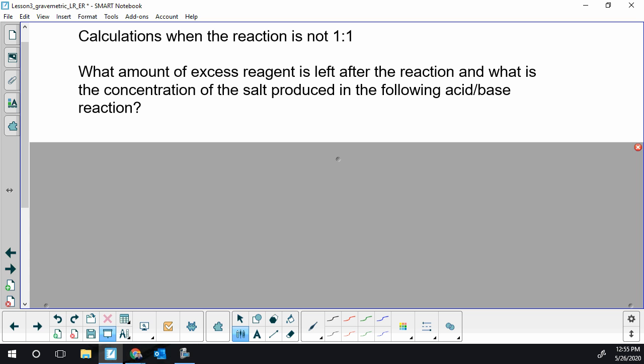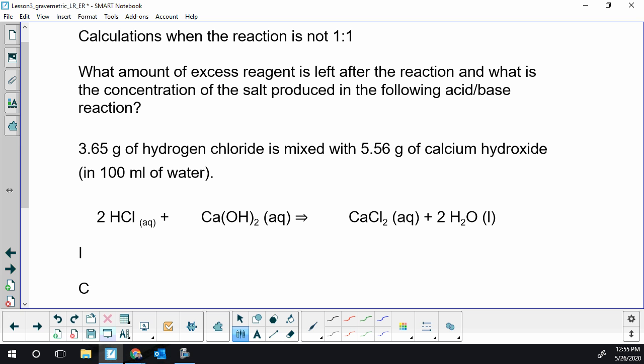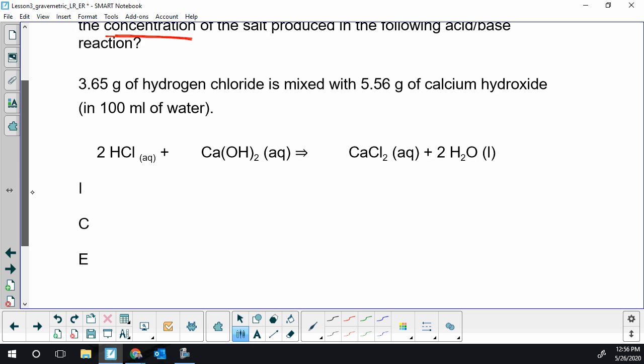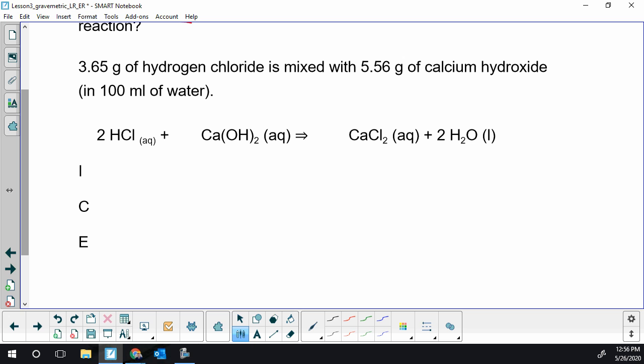I'll just uncover the whole question. So my question at the top is, what is the amount of the excess reagent? And there's a second question, what's the concentration of salt? Okay, I want to start leading into some solution stoic and pull in our solution skills with this question. We're given some data. There's a little over 3.5 grams of hydrogen chloride, and there's a little under 6 grams of calcium hydroxide.